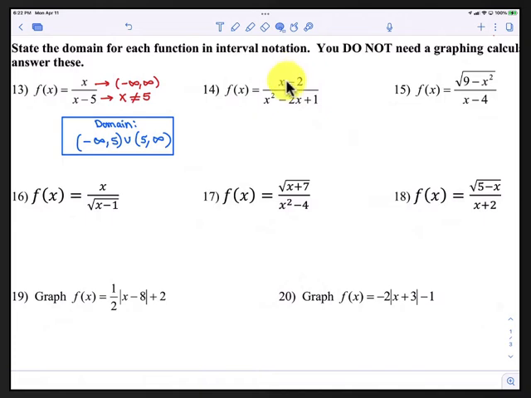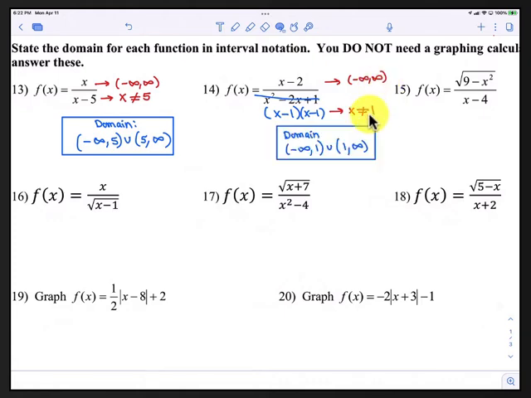All right, for number 14, the numerator is x minus 2. And what is the domain for that? Well, we can use any number in the numerator, so that's going to be from negative infinity to infinity. To figure out the restrictions of the denominator, we'll first factor that. And that will factor into x minus 1 times x minus 1. And we know that the denominator cannot be 0, which means that x cannot equal 1. So, putting all of this together, our domain for the entire function is all real numbers from negative infinity to infinity except for 1. So we write that as negative infinity to 1, union 1 to infinity.